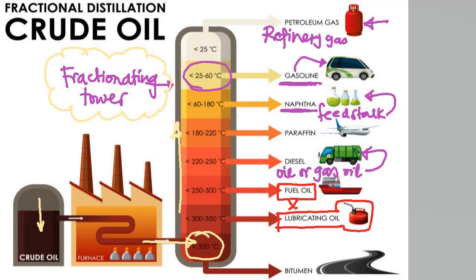And the last thing that you need to know is the bitumen. The bitumen is the one which is used in constructing roads. So this is used for road surfaces.